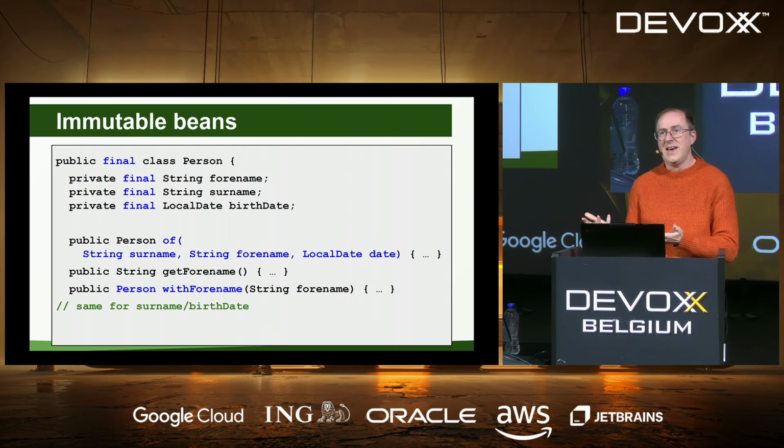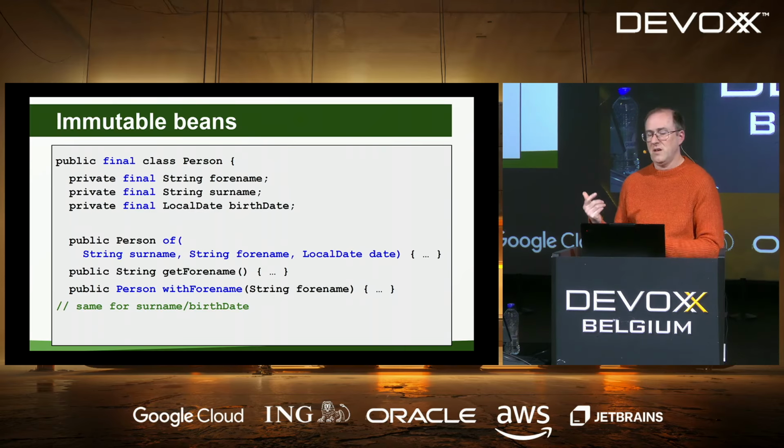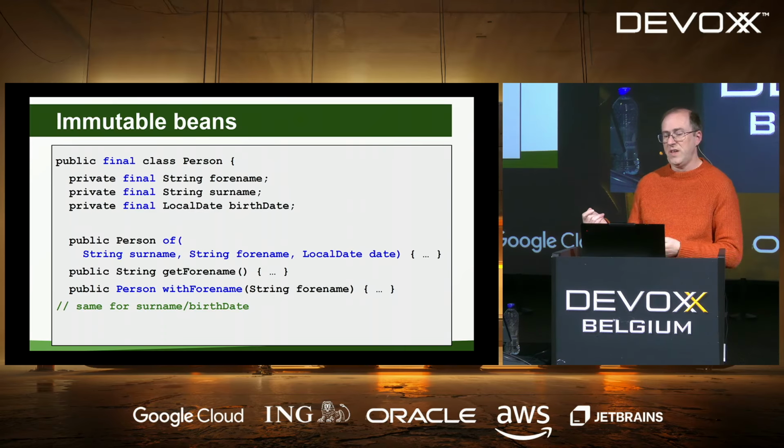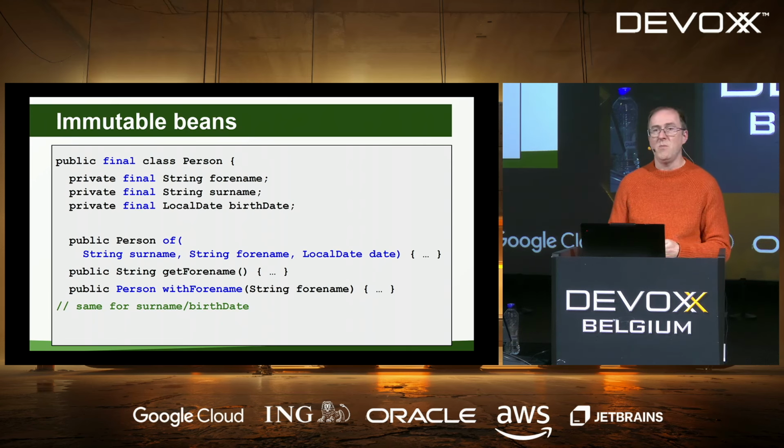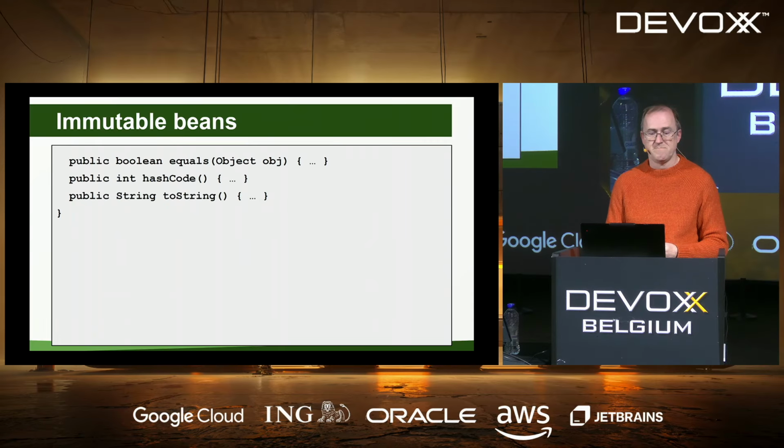So the difference here from our mutable beans is our classes are going to be final classes with final fields. You're probably going to have a factory method like we've got here, or maybe an all-args constructor, and you might have that with method that allows you to change just one field. It's a simple pattern, but again, it's a pattern. Equals, hashCode and toString haven't really changed.